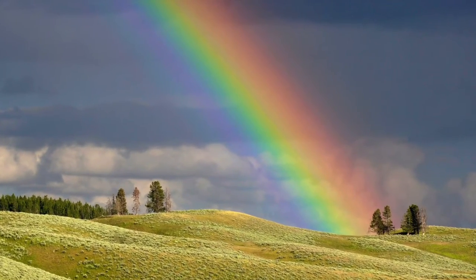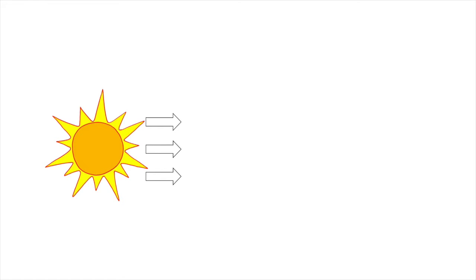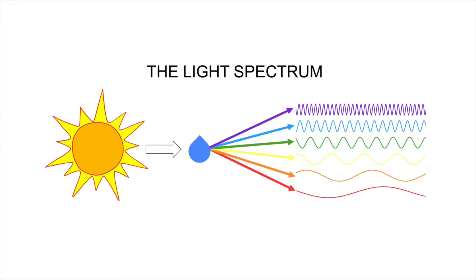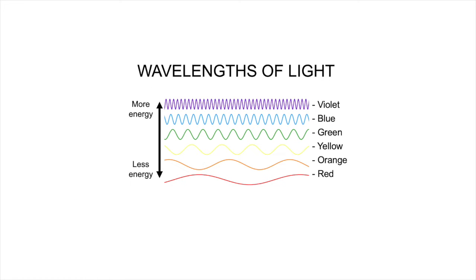The energy that comes from the sun is all mixed up. When all the colors are together, we see it as white light. But if you put the light through a prism, it gets split into its different wavelengths. We see these different wavelengths as different colors. Shorter wavelengths, which have more energy, are violet and blue. Longer wavelengths are orange and red.